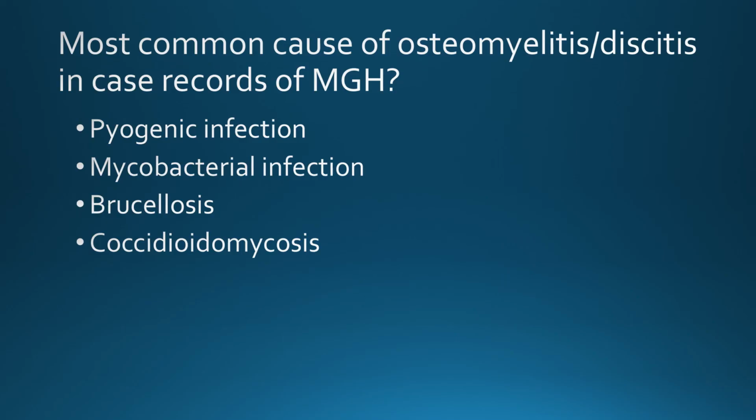Okay, so finally, we'll move on to a couple of the stranger things. In the case records of the Massachusetts General Hospital that they publish in the New England Journal, over the past 10 years, which of these do you think was the most common cause of osteomyelitis? And of course, in real life, this is probably the least common cause of osteomyelitis. So it's not pyogenic or mycobacterial infection, but they actually have a couple of cases of brucellosis. So this we don't see too often.